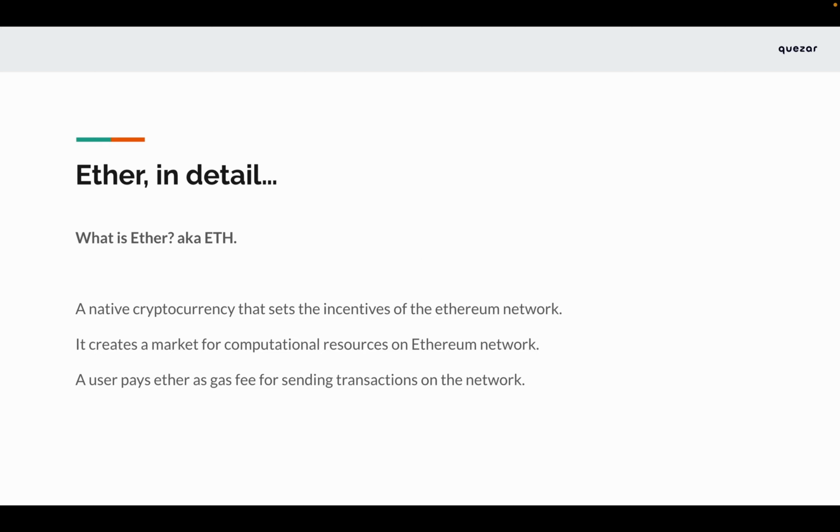So, now that you understand what a cryptocurrency is from first principles, you can already understand what Ether is exactly here. Ether is the native cryptocurrency that sets the incentives of the Ethereum network. It creates a market for computational resources on the Ethereum network. The nodes of the Ethereum network, the miners or validators, provide their resources for doing computations, that is, maintaining the EVM state and updating it.